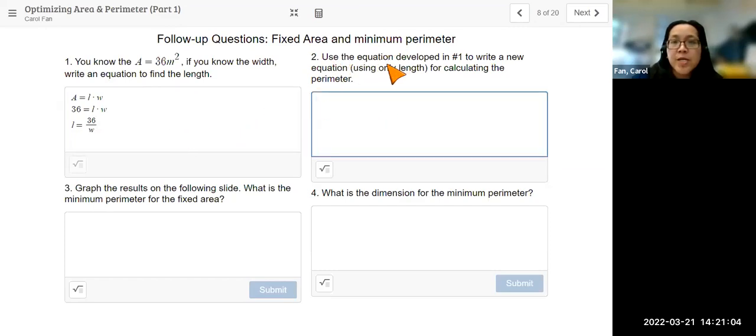Now, using the equation that we developed in part 1, use it to calculate perimeter. So remember, perimeter is equal to 2 lengths plus 2 widths. Now, instead of writing length, I'm going to write 36 divided by W, wherever I see the L. So I have perimeter is equal to 2 times 36 over W plus 2W.